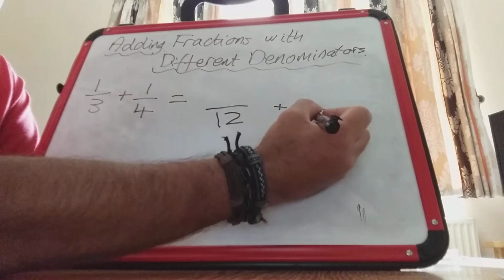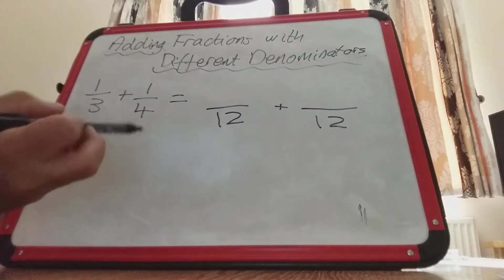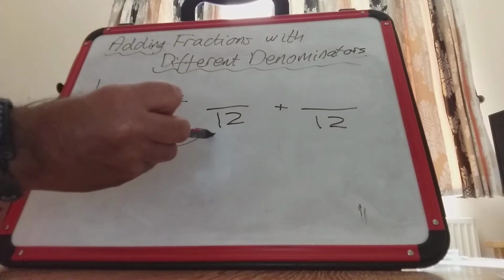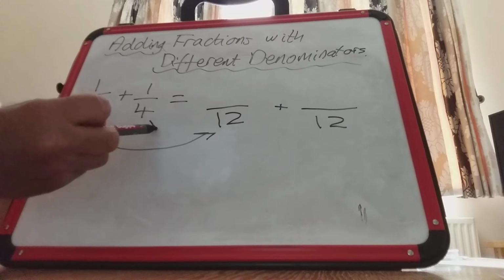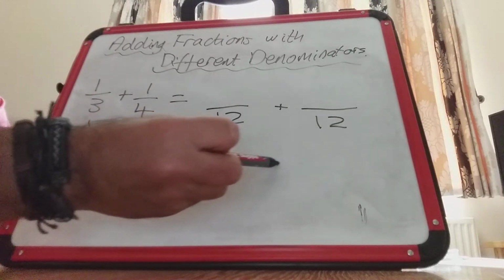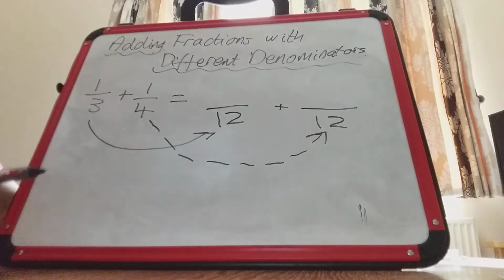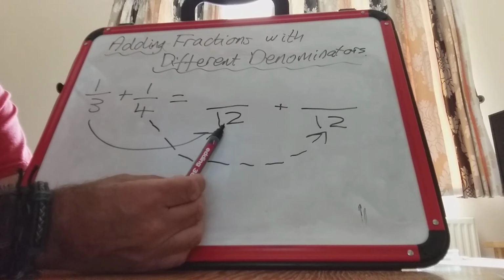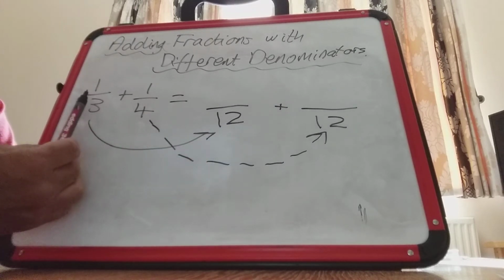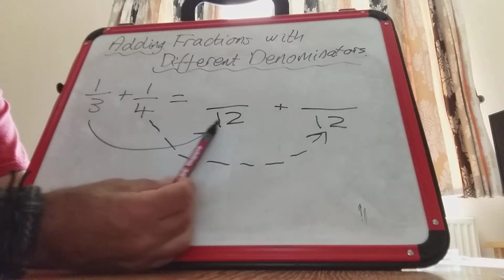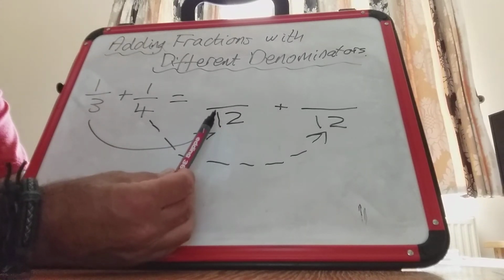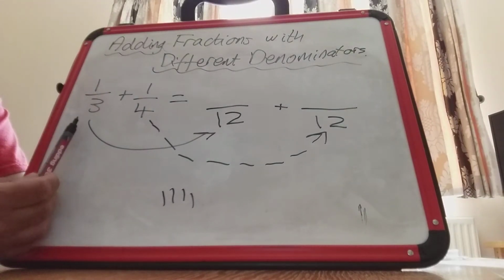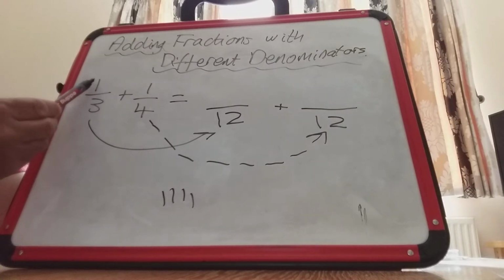And then another bar for this one. So this is going to represent thirds, and this one with the dotted line is going to represent quarters. So 1/3 is how many twelfths? What do we multiply 3 by to get 12? 3, 6, 9, 12. Look, 3, 6, 9, 12. We multiply it by 4. So therefore, we've got to multiply this by 4 as well. 4 times 1 is 4.